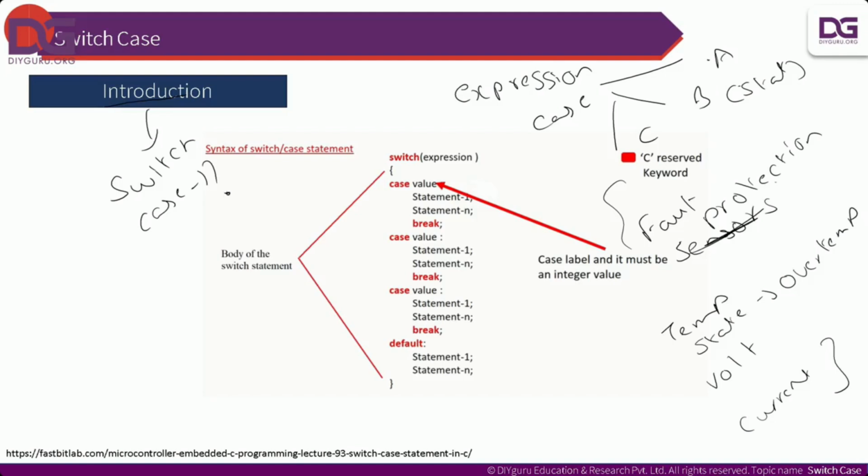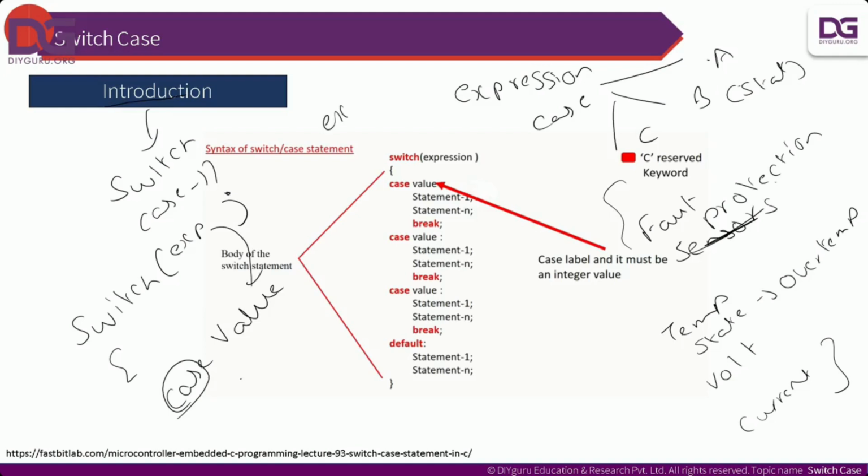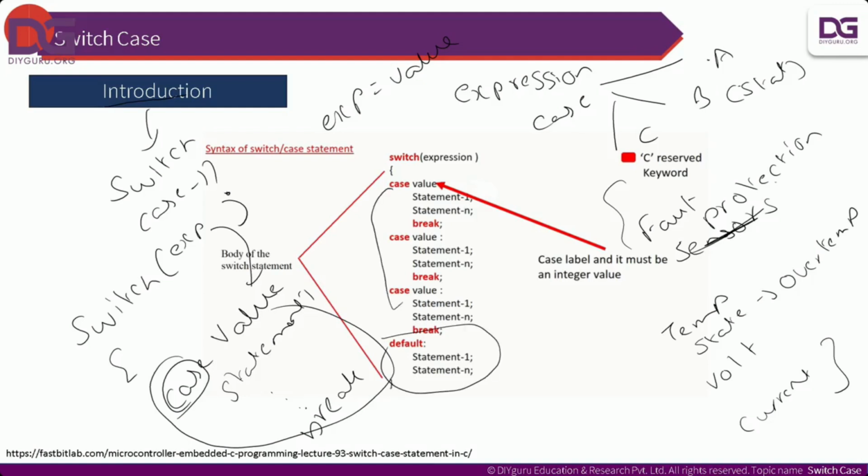The main thing: we need a switch keyword and brackets, and inside that we have the expression. Inside we have the case keyword, and there we put the case value. When your expression is equal to this value, then that statement will be executed. You can have more statements, and at the end we need to break. Then similarly for the next case 2, 3, and the default: if no other case has been satisfied, the default will be executed. So this is your switch case part.